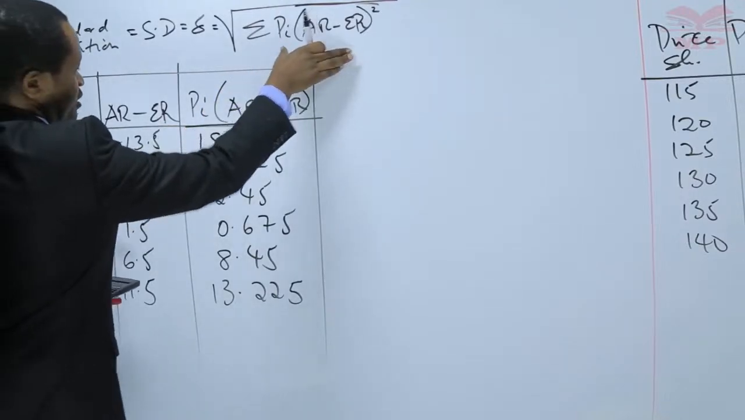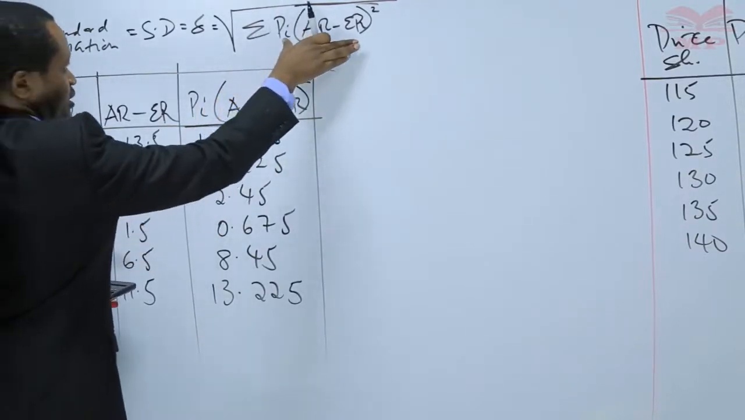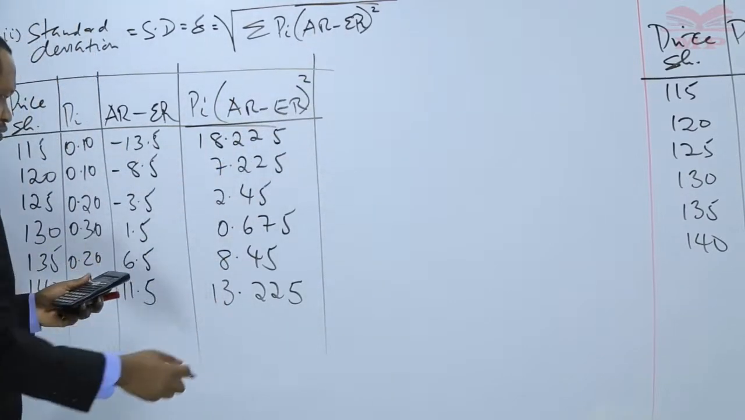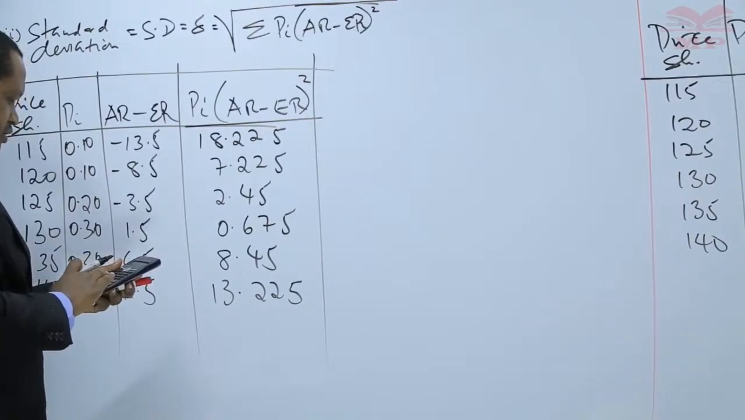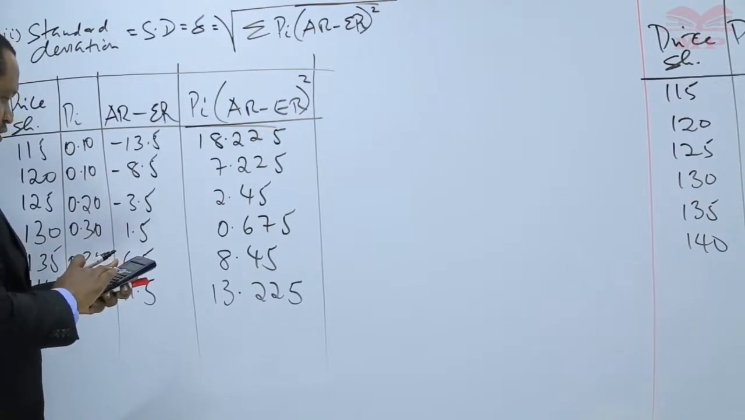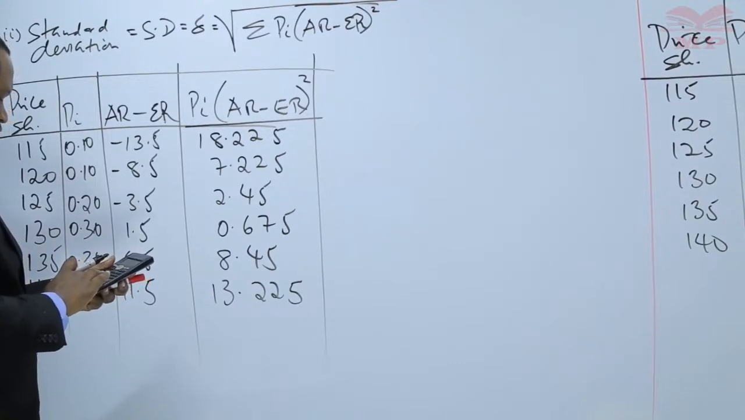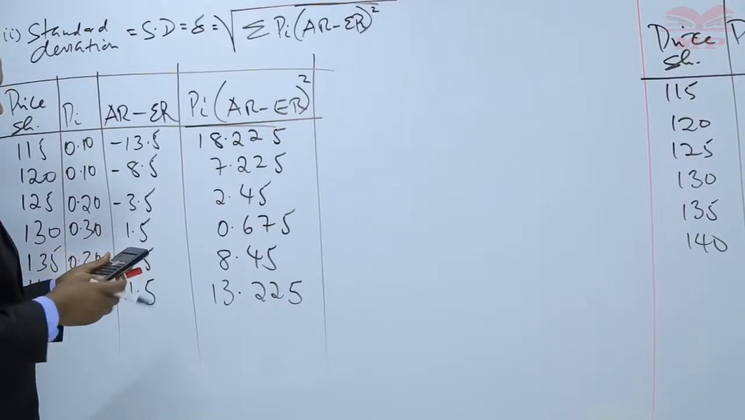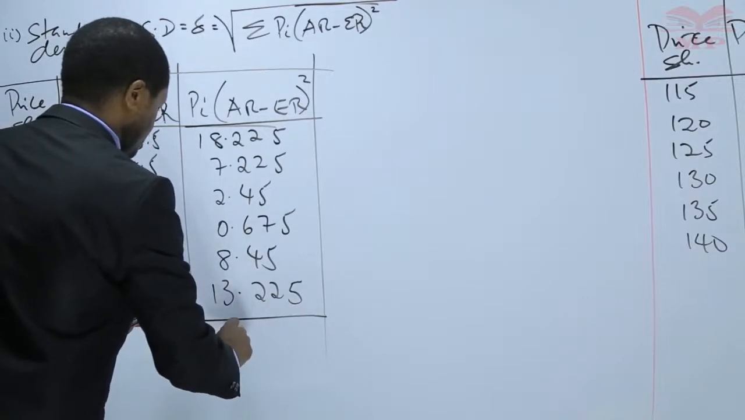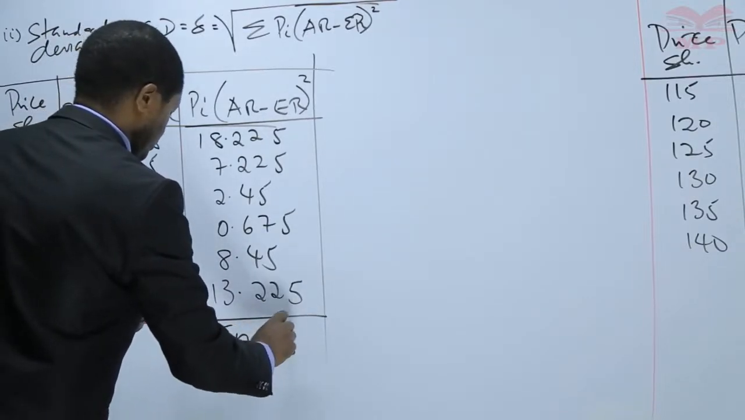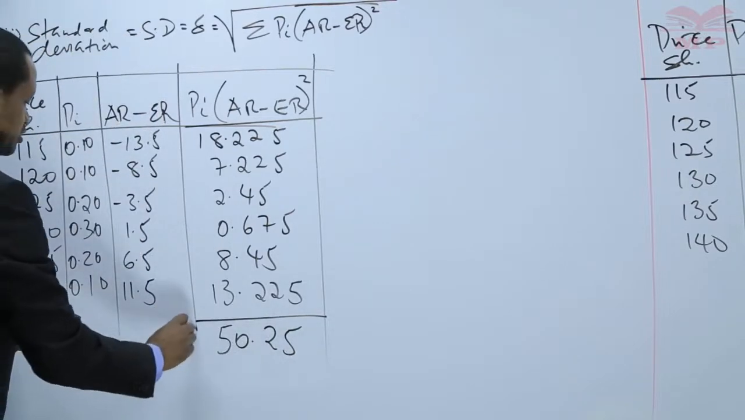We add. This is what we are adding. So 13.225 plus 8.45 plus 0.675 plus 2.45 plus 7.225 plus 18.225. Answer is 50.25. Remember, these are shillings.